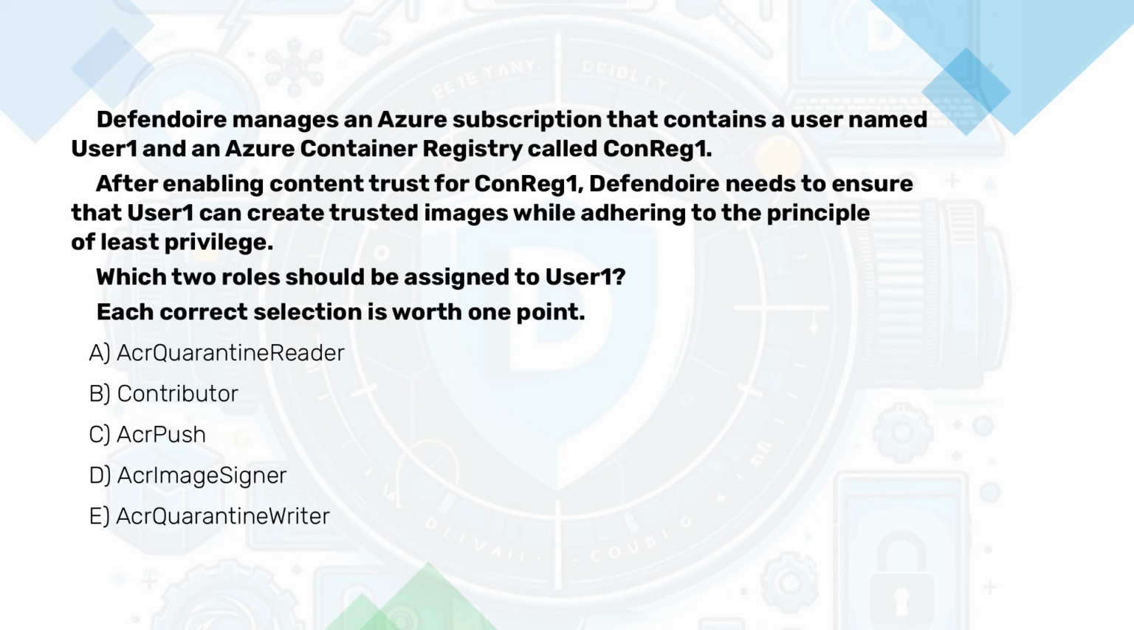We manage an Azure subscription that includes a user and an Azure Container Registry. We have enabled Content Trust for the registry and need to ensure that the user can create trusted images while following the principle of least privilege. Which two roles should we assign to the user?